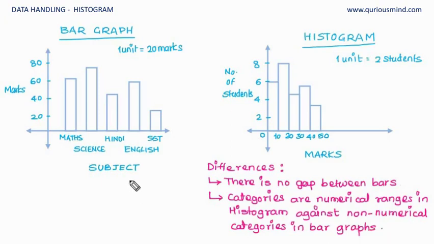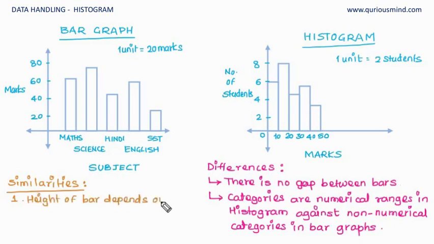Now, what are the similarities? The height of the bar in both cases depends upon the value on the y-axis. The bars have equal width in both the cases. And of course, in both cases, we have x and y axis, we have scale, we write our category along the x-axis and the values along the y-axis.